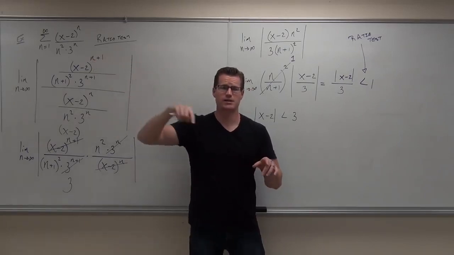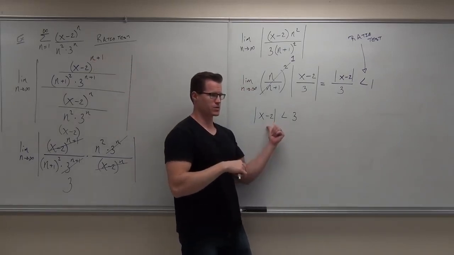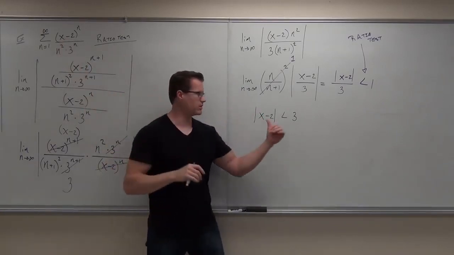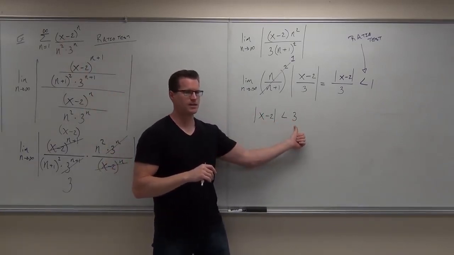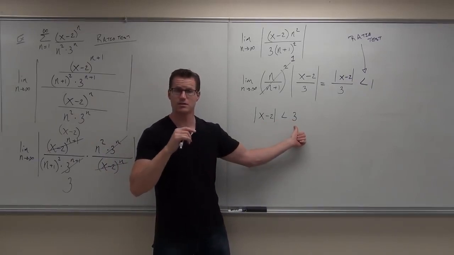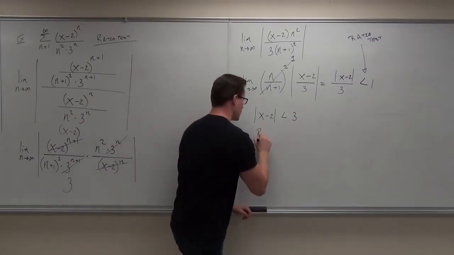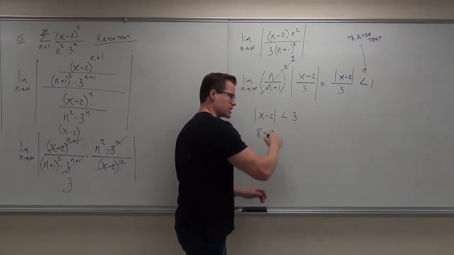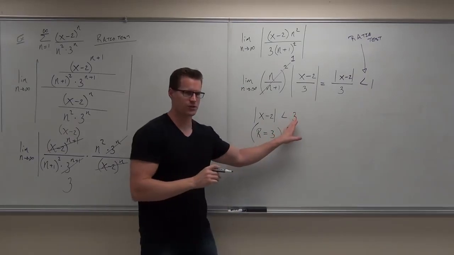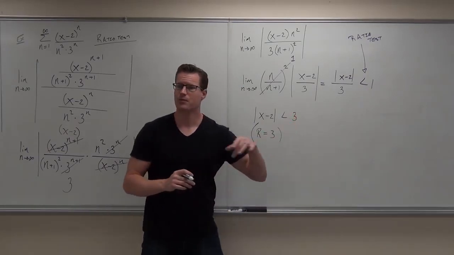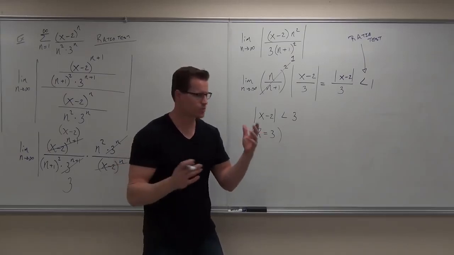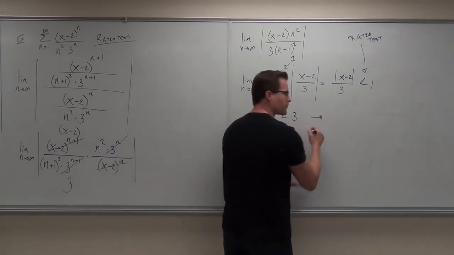As soon as you isolate x minus 2 in absolute value, that is your radius. Does that make sense? So the radius of convergence is 3. That's what this says right now. So I'm going to put this right here. We already know the radius of convergence is 3. Now, from here, all you got to do is find the interval of convergence, and it's so easy. All you got to do is solve for x.